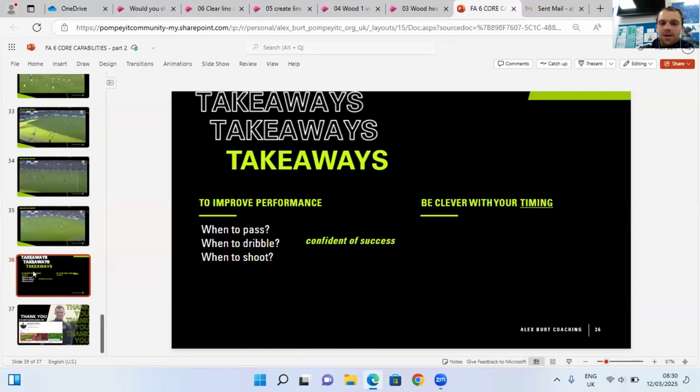The main key takeaway of this little snapshot is if you're going to improve your performance level, if you're going to retain possession better, if you're going to be more productive, you want to focus on the timing of your actions and make sure you choose to pass, you choose to dribble, you choose to shoot when you're confident of success. Be clever with your timing. You don't need to force things that are not on, that are likely to lead you to a loss of possession.